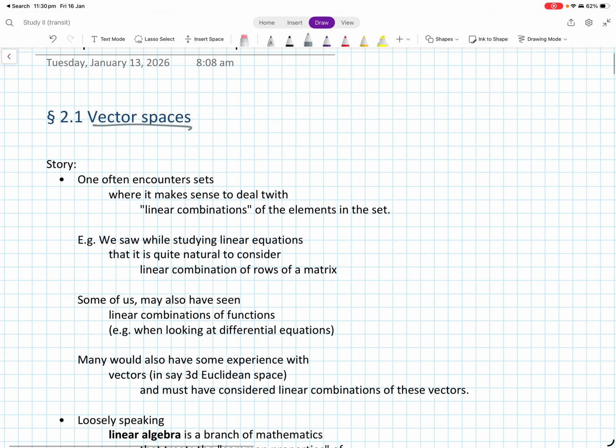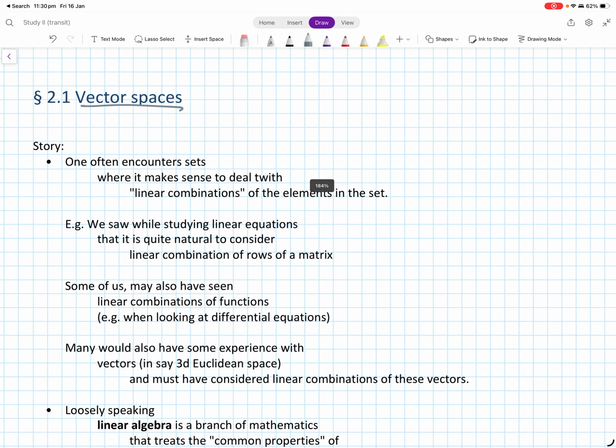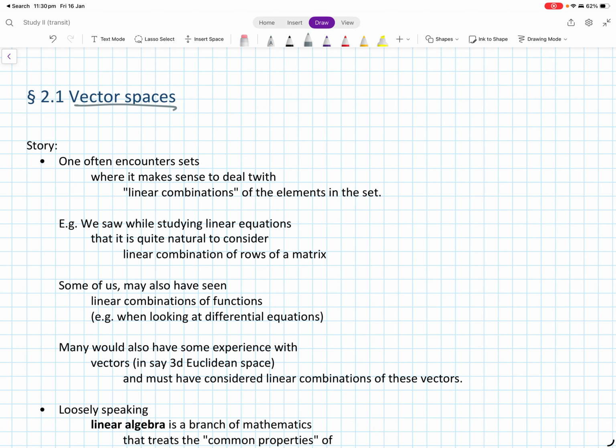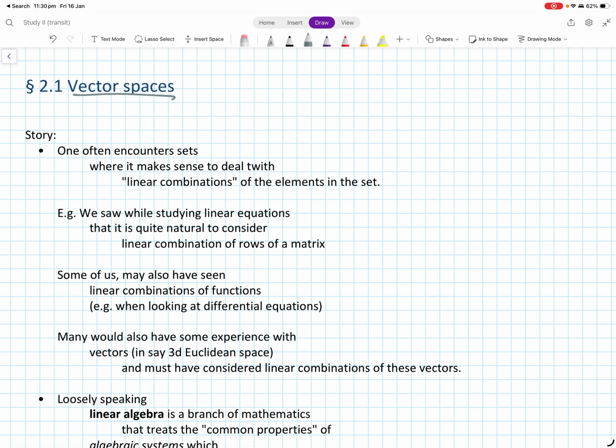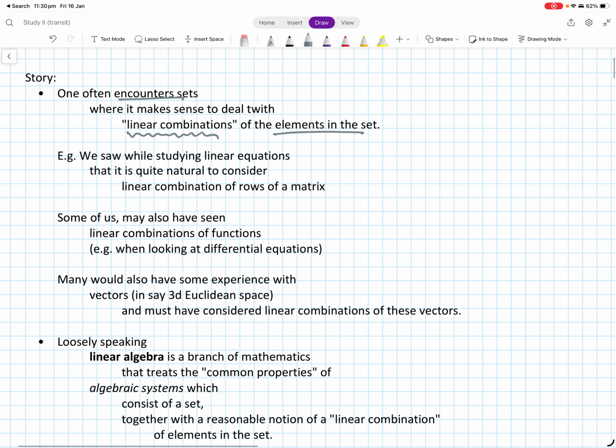Vector spaces, right? So this is the topic that I wanted to discuss today, but unfortunately I couldn't make it to class. So we're going to look at it now here. Right, so the point here is that we are considering, we're basically looking at sets where there's some notion of linear combinations of the elements in this set. That sort of makes sense.